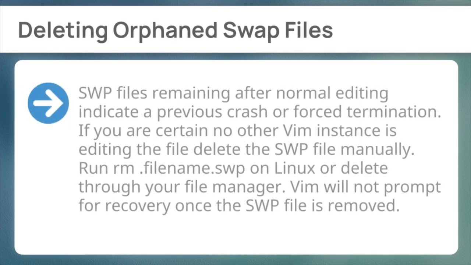Next, deleting orphan swap files. SWP files remaining after normal editing indicate a previous crash or forced termination. If you are certain no other Vim instance is editing the file, delete the SWP file manually. Run rm filename.swp on Linux or delete through your file manager. Vim will not prompt for recovery once the SWP file is removed.